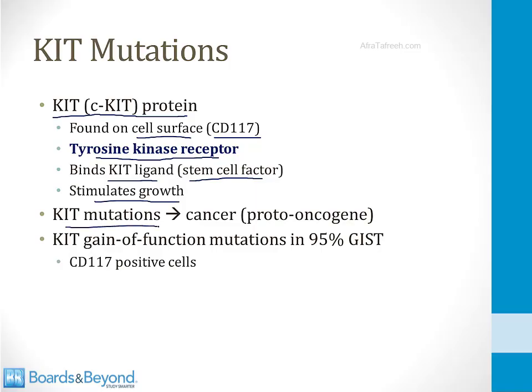So KIT gene mutations can lead to cancer. The KIT gene is a proto-oncogene. It's a gene that has normal function but also can become an oncogene. And KIT gain of function mutations are found in 95% of GI stromal tumors. Most of these cells are CD117 positive and they have a gain of function mutation of the KIT gene. And therefore you can treat GIST tumors with inhibition of the tyrosine kinase activity of this receptor using imatinib.